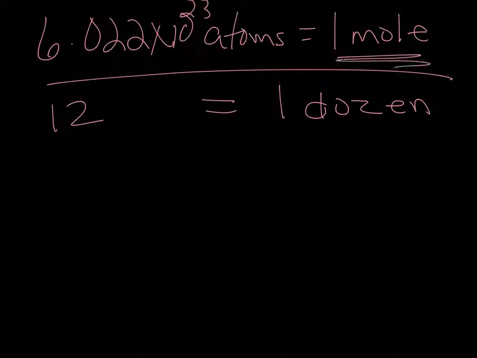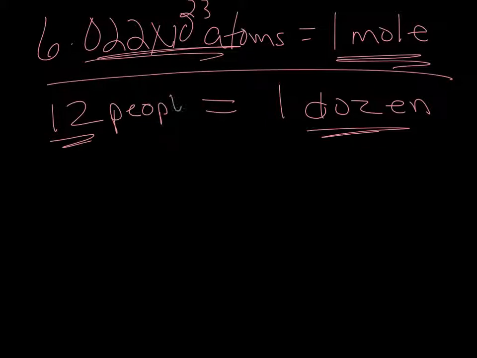This is the name of a group, and this is the group number. So if you had 12 people, you'd have a dozen. If you had 12 eggs, you have a dozen. 12 of anything is a dozen. So that's the fundamental of the mole.